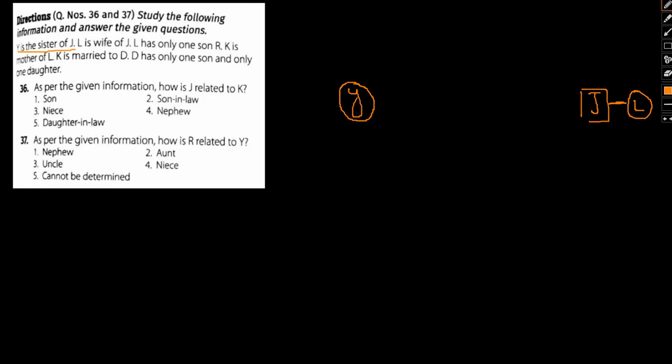L has only one son. So talking about L, L has only one son. We don't know about any other child, so we'll keep it at that. R, one son. K is the mother of L. So we have K over here. K is a female, and K is the mother of L. K is married to D. D has only one son.